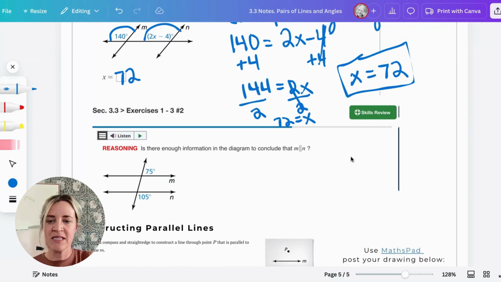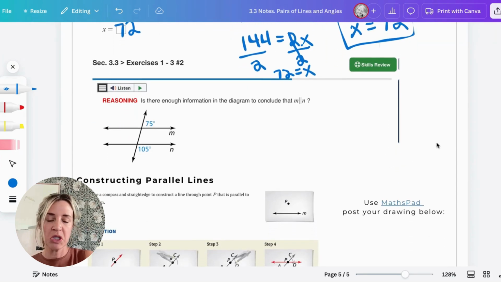One more example. Is there enough information in the diagram to conclude that M is parallel to N? Well, we could do a few things here. We don't know a theorem about same side exterior or corresponding exterior angles, but we could actually prove that one is true. There are many ways to solve this. I'm just going to use the information that we do know. We know that vertical angles are congruent, so this angle here is also 75 degrees. We know the vertical angles, so this angle here is 105 degrees.